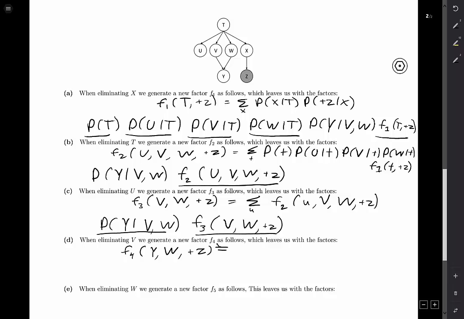And what does this equal? We sum out over v of the joining of factors, so multiplying them together, and f3 of little v, w, plus c. So now what do we have left? Well, we only have factor f4 of y comma w comma plus z.